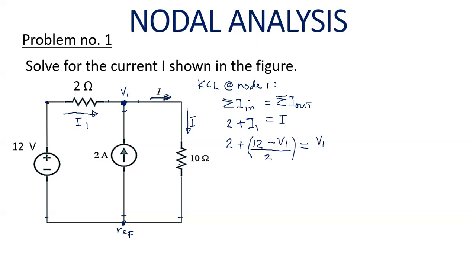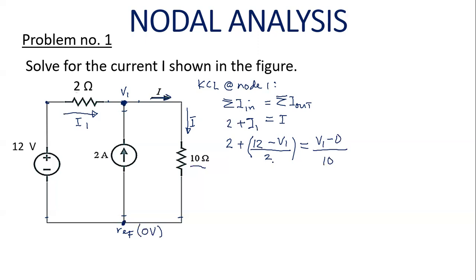So what is the voltage? What are the nodes that these 10 ohms are connected to? We have node 1 and the reference node. So it will be the voltage drop across the 10 ohms. It will be the difference between V1 and the reference node. And remember that the voltage at the reference node is 0 volts. So we have V1 minus 0 divided by 10.